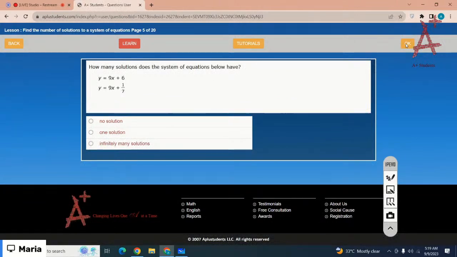How many solutions does the system of equations below have? y equals 9x plus 6 and y equals 9x plus 1 over 7. So which is the correct option? They both have the same slope and different y-intercepts, right? That means both the equations are parallel and they have no solution, right? The correct option is no solution.